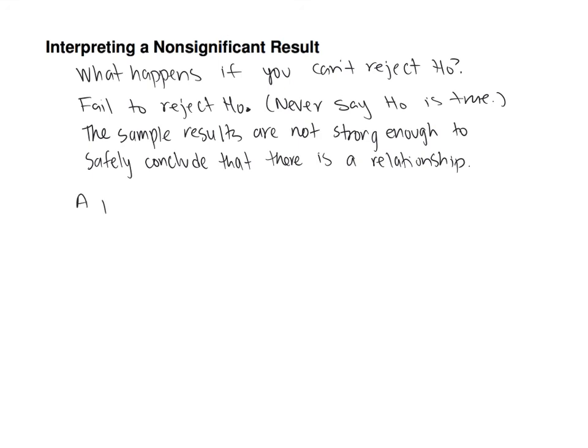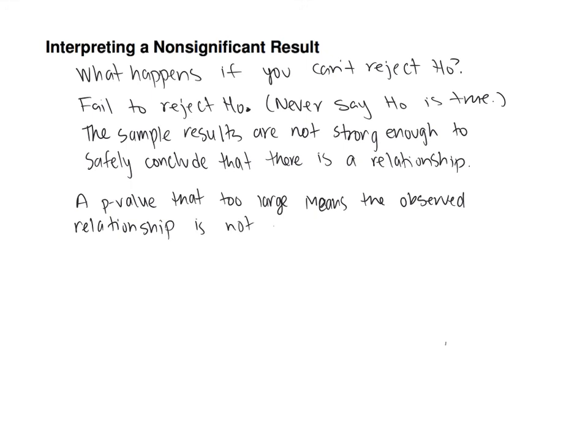And a p-value that's too large means the observed relationship is not unlikely if the variables are not related.